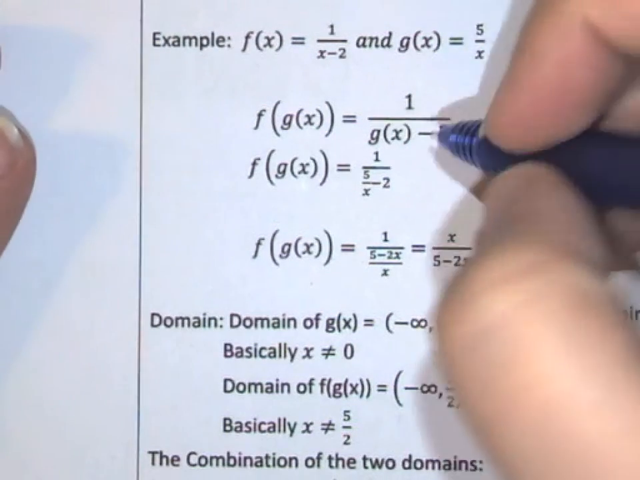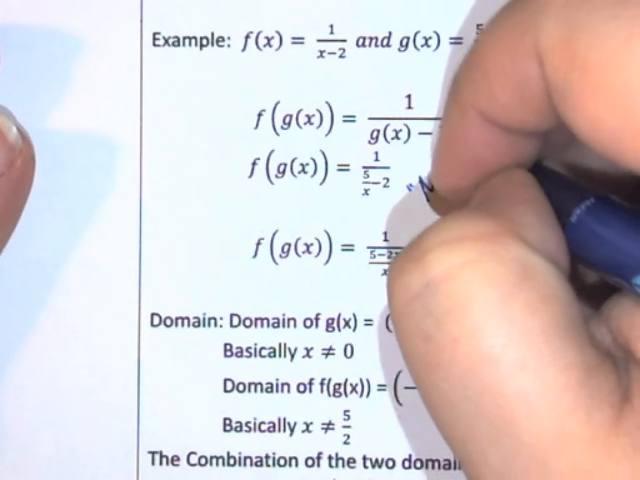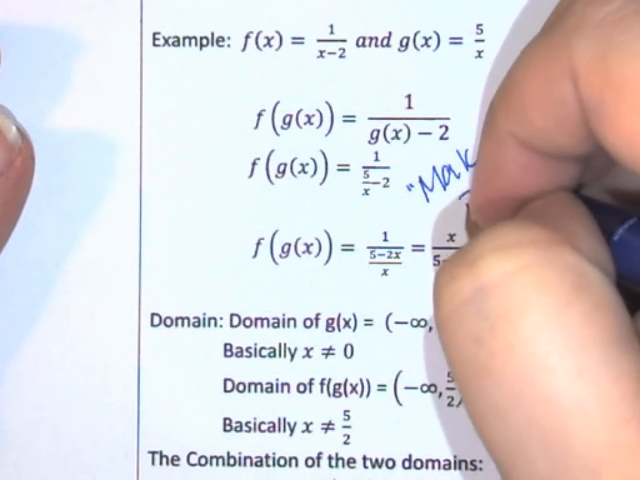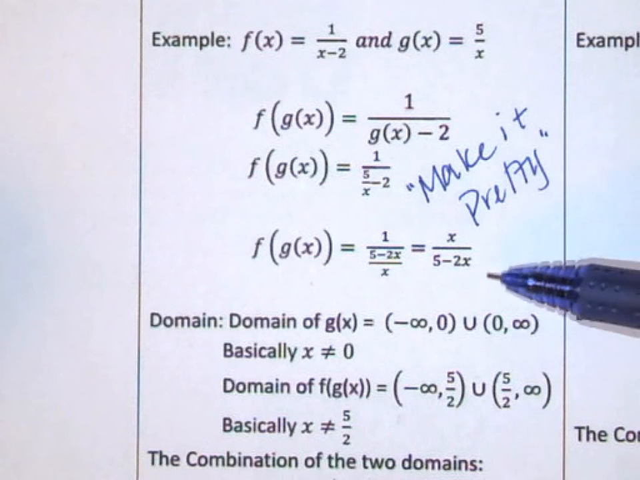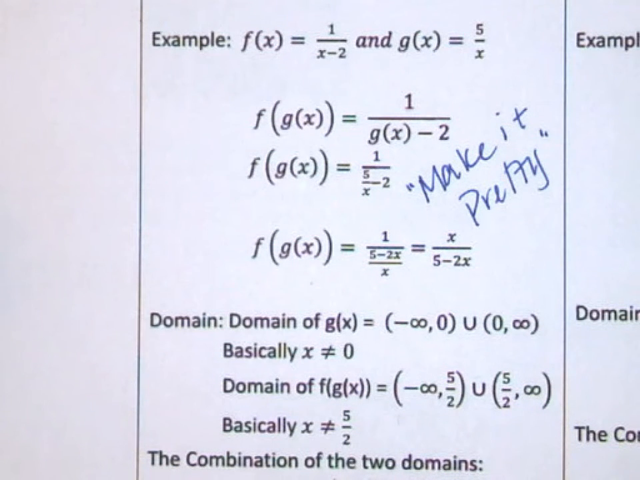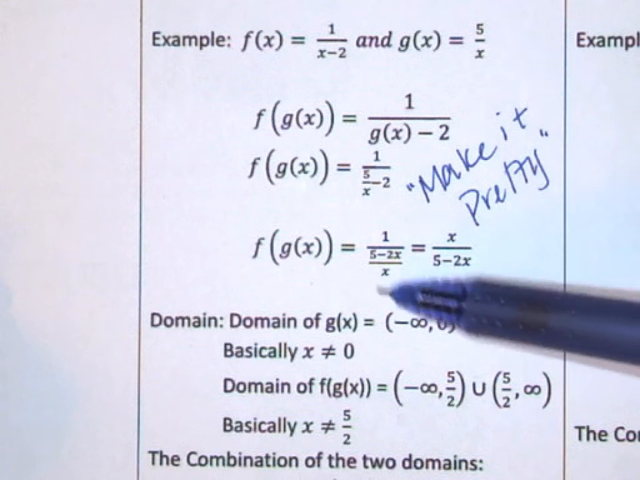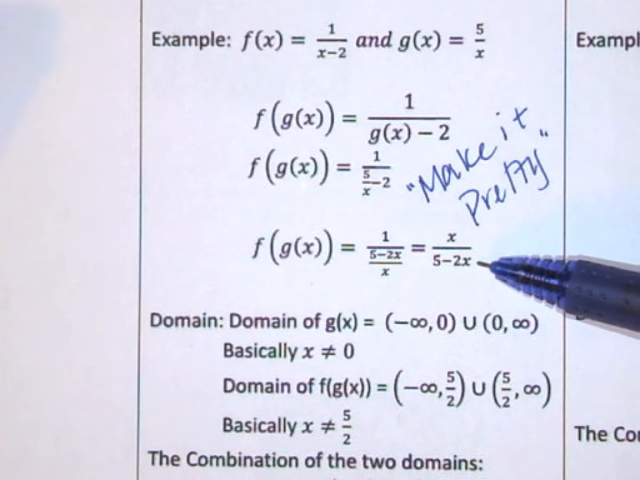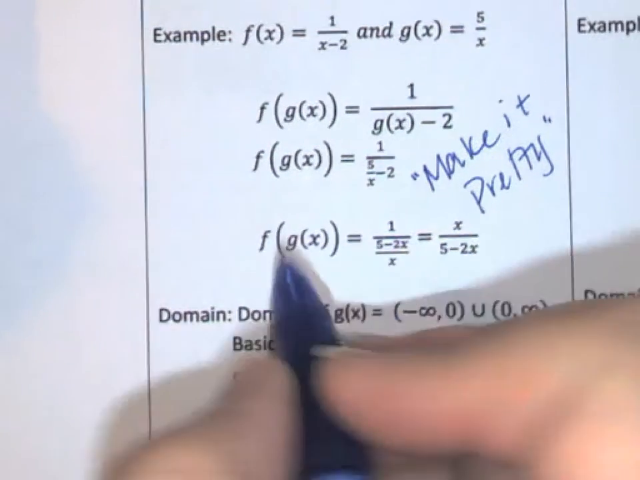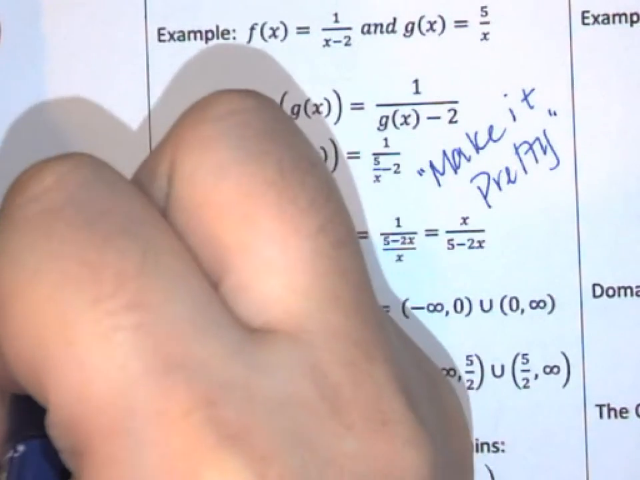Now the biggest thing you have to remember is you have to make it pretty. Essentially what that means is you have to simplify your fraction so that it actually looks nice and not scary and confusing. To do that, remember your fraction rules that says keep the top and then multiply it by the reciprocal of the bottom. Okay? So here 1 times the reciprocal is going to give you x over 5 minus 2x, and this was my composition. Okay? So this right here is going to actually be your composition.